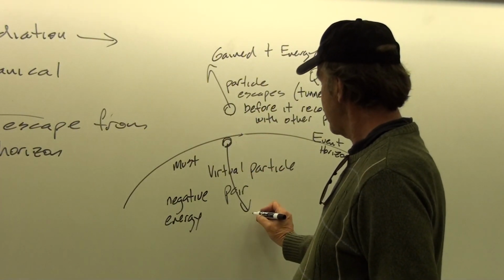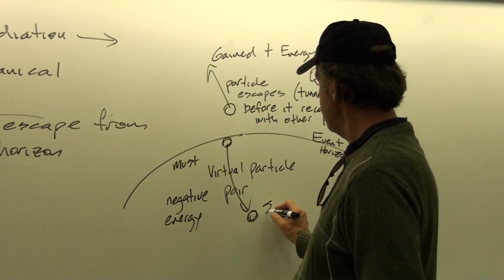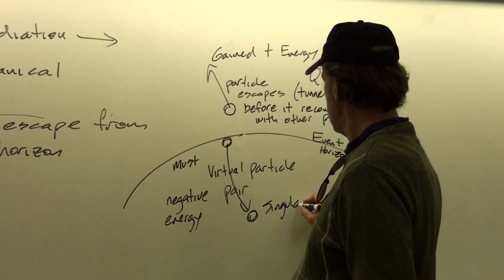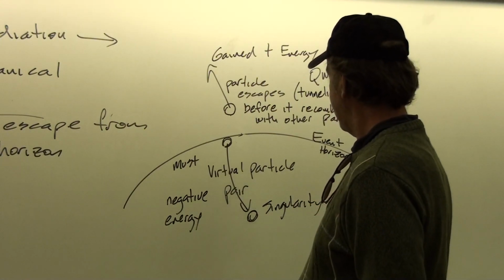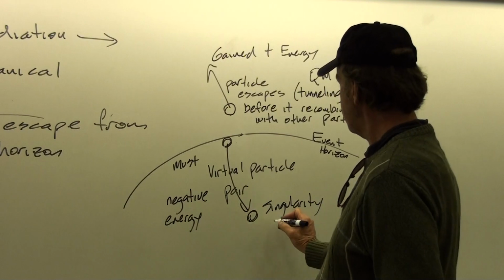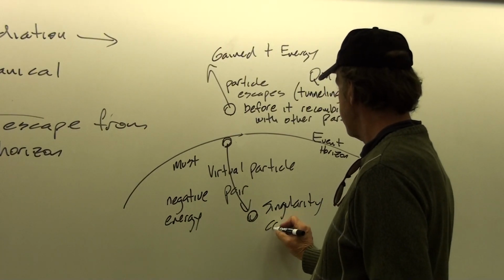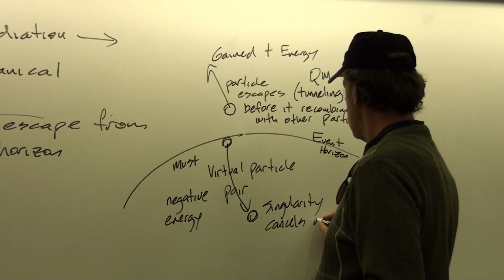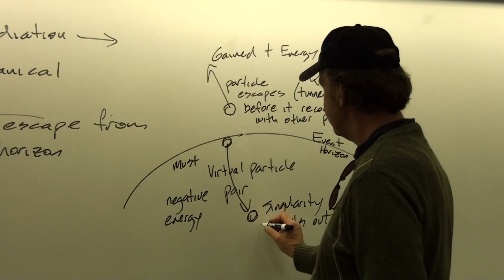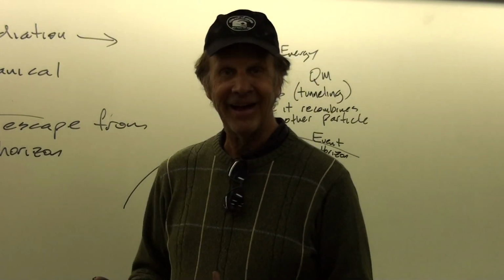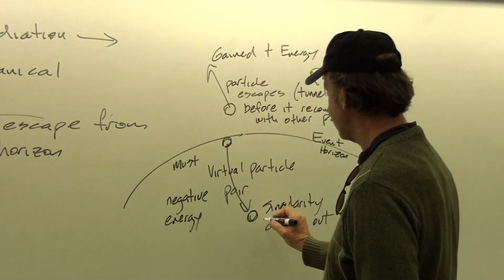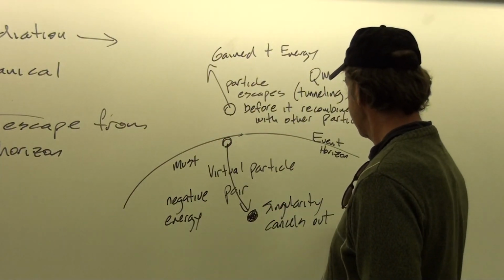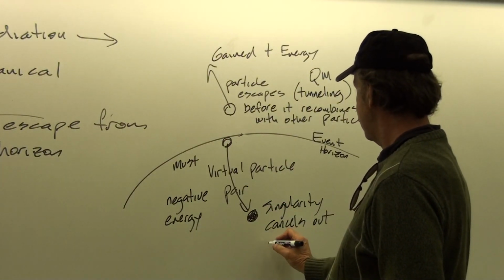And so this negative particle then falls toward the singularity and cancels out some of the positive mass in the singularity, because negative and positive will cancel out. Okay, so the negative mass and the positive mass of the singularity cancel out some mass.